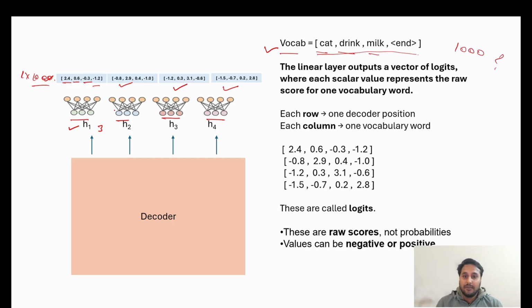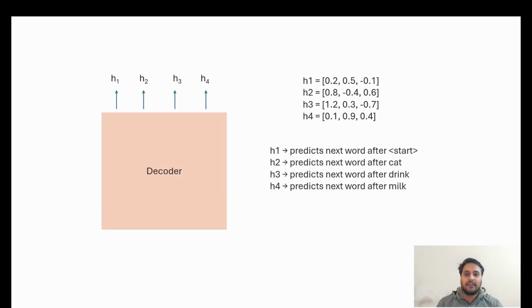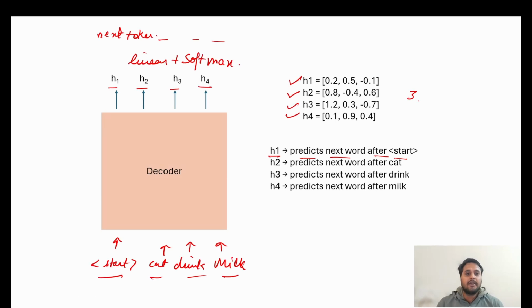Okay, now you are understanding what is happening inside the linear layer. Basically, we are projecting the output vector of the decoder to a new dimensional space. And how are we projecting? Let me take you back to the last slide. So here in the linear layer, this dot product operation is basically done.